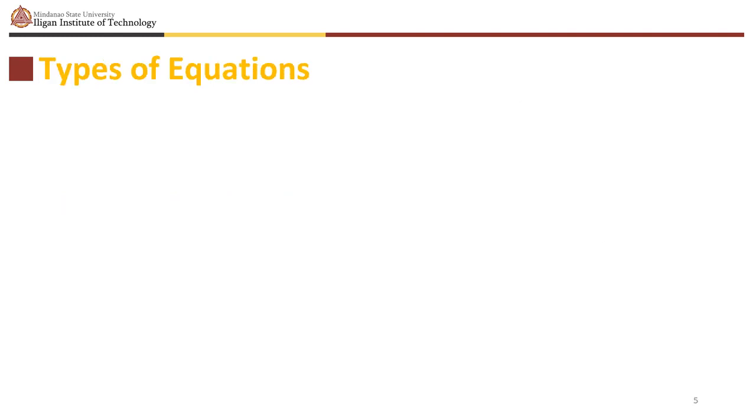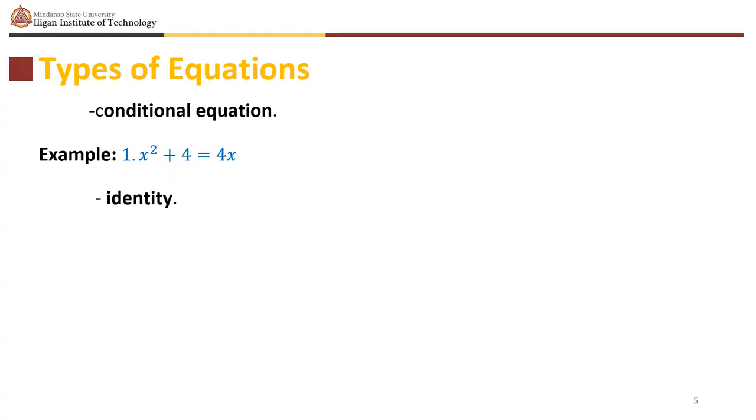There are several types of equations. An equation for which the solution set is true for at least one real number is called a conditional equation. Equation 1 in the previous example is conditional. That is, x squared plus 4 is equal to 4x.